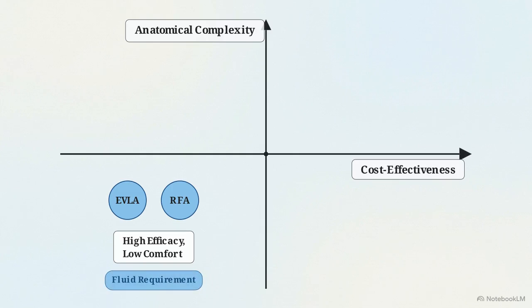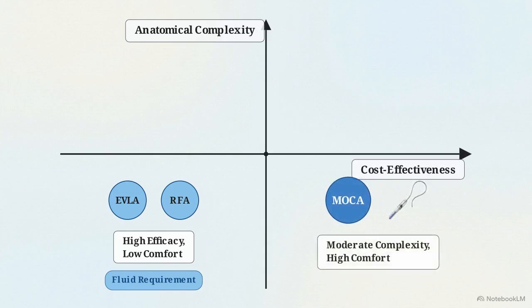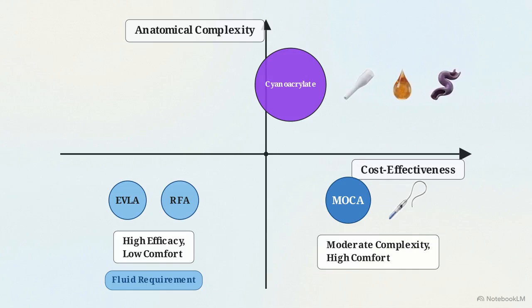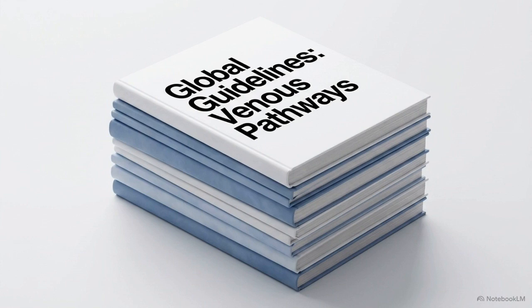Mechanical ablation sits in a different space. MOCA populates the moderate anatomical complexity quadrant, offering high patient comfort and precision without the need for tumescent fluid injections. Cyanoacrylate occupies the high anatomical complexity quadrant. It handles the large, tortuous veins and offers superior patient comfort, though it carries a higher immediate health economic cost for the specialized adhesive. Current global guidelines rely on extensive network meta-analyses to build these specific recommendation pathways.